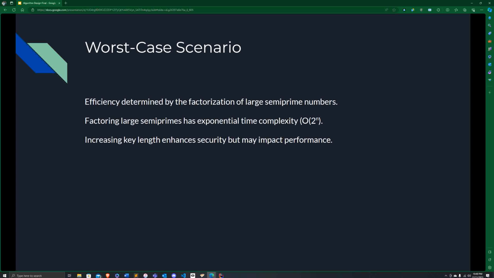Now, let's look at the worst case scenarios for RSA. The efficiency of the algorithm is intricately tied to the factorization of large semi-prime numbers, and this process exhibits an exponential time complexity, denoted as O(2^n). While increasing key length enhances security, it also introduces potential impacts on performance.